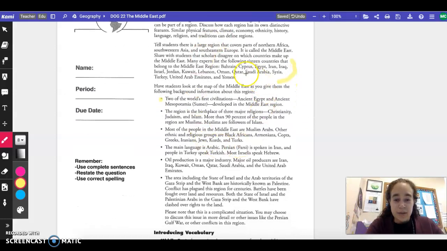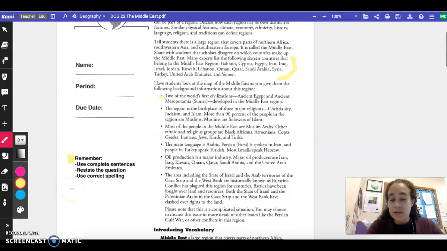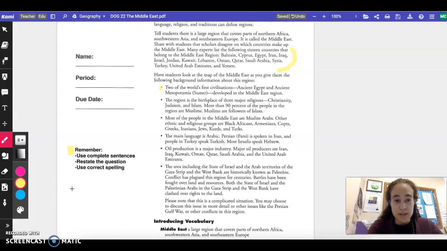This first page with the background information does have quite a bit that you might not get from just looking at a map. So if you find that the map doesn't quite have the information that you need to answer the question, please make sure to come back and check this first page. The first page also has a few important reminders. Remember to use complete sentences and restate the question when you're answering the question. Also use correct spelling whenever you're copying words that are written in the question or on your map.